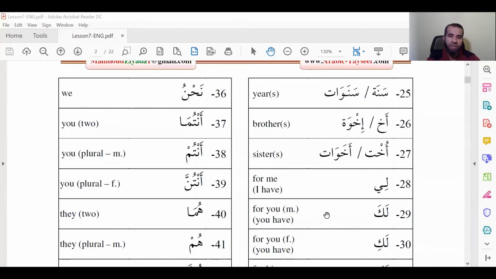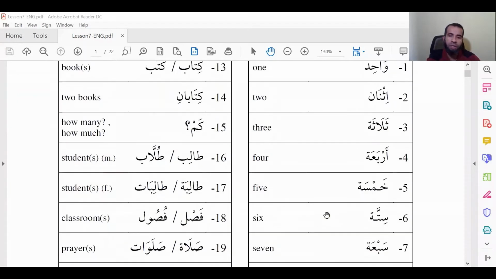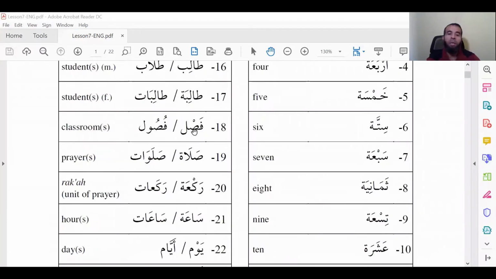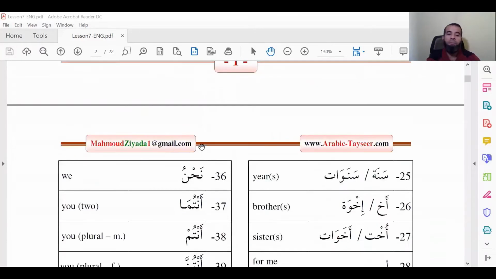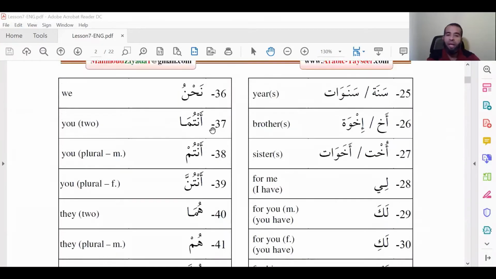So as you see from this list of vocabulary, we are going to study numbers. We'll study the dual and the plural. We will also study the pronouns for dual and plural.